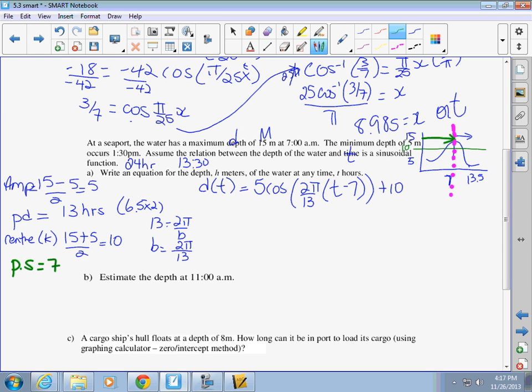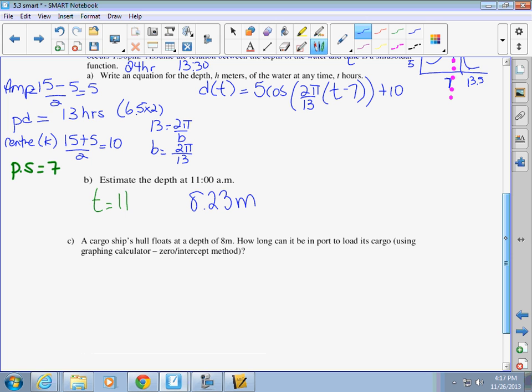So it says estimate the depth at 11 a.m. So at 11 a.m., you substitute into this formula, put it into your calculator, and just solve. If we're thinking 24-hour clock, your t is equal to 11. When you substitute that in there, the depth would be 8.23 meters. So what they're saying there is, if this is at 7, at 11 would be about here. So we're about right there, that would be about 8.23 meters.